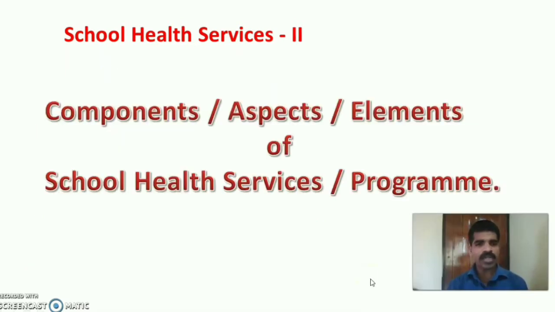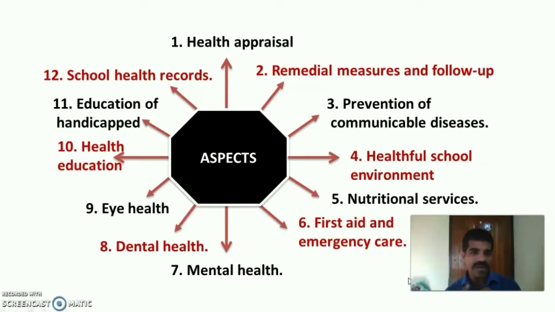So in the second part of school health services, I would like to discuss in detail the components, aspects, elements or activities of school health services or school health program. In general, there are 12 different aspects of school health services, such as health appraisal or health monitoring, remedial measures and follow-up, therapeutic services, prevention of infectious or communicable diseases, healthful school environment, nutritional services, first aid and emergency services or care, mental health, dental health, eye health, health education, education for the handicapped children and school health, maintenance of school health records.